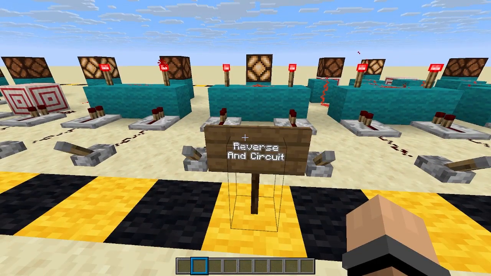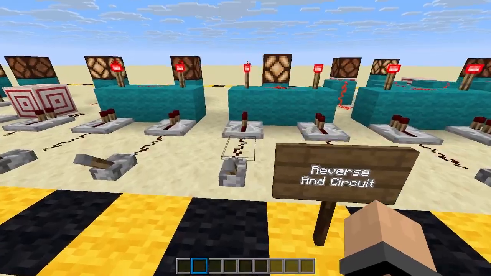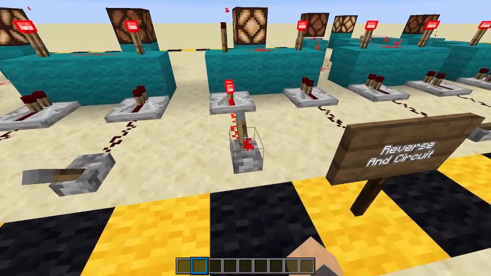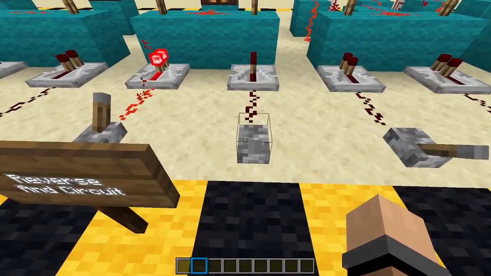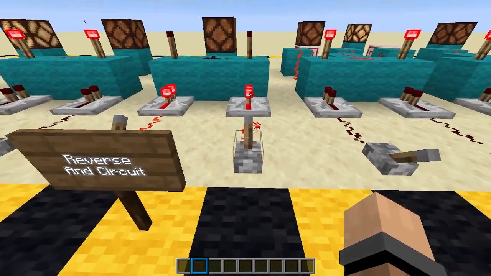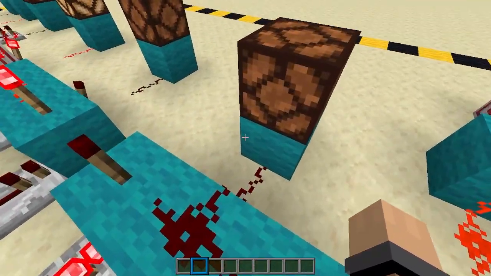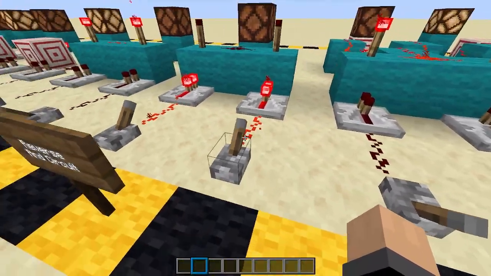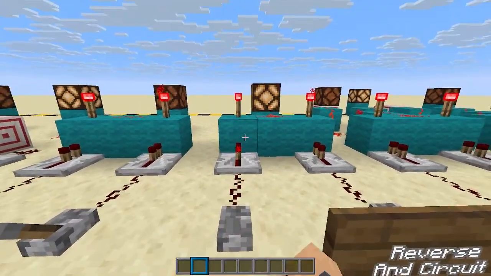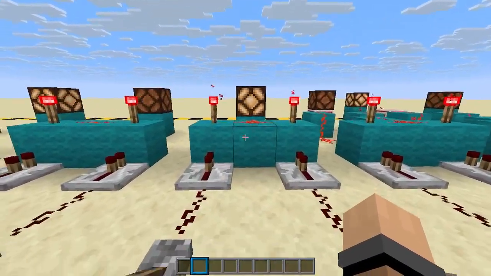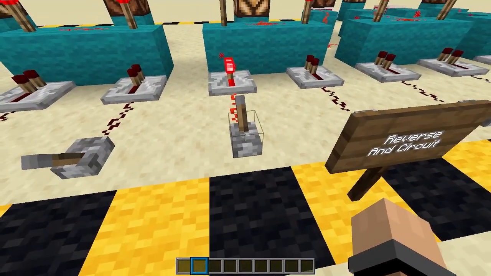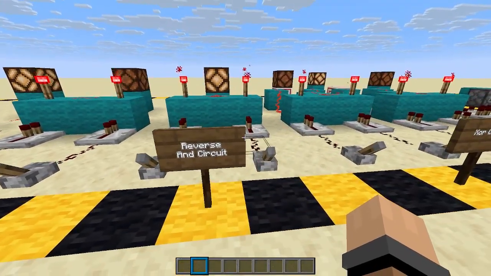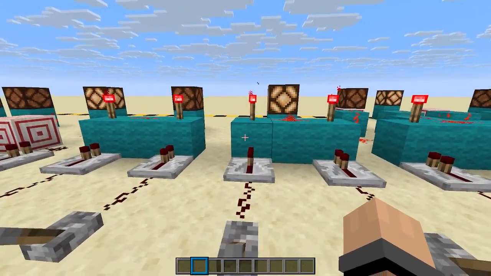And then we have the reverse AND circuit, which, if you haven't figured out, is if you have both of them on, you get no redstone output. But if you have both of them off, or even just one of them off, you get a redstone output.